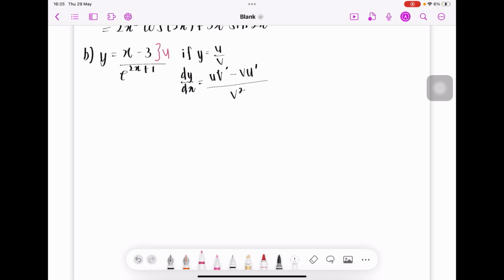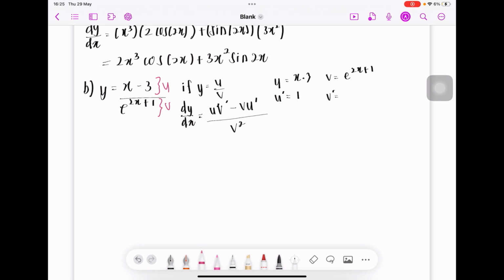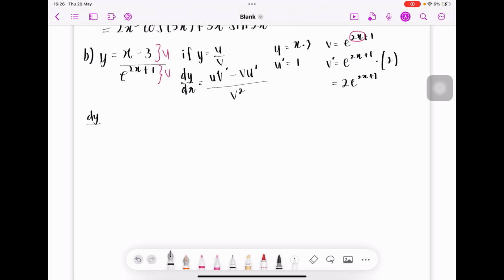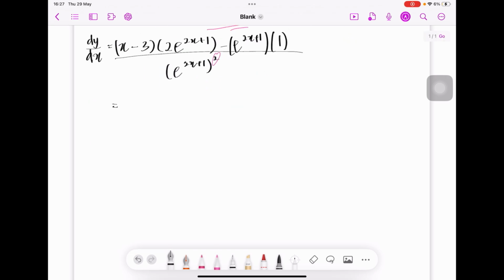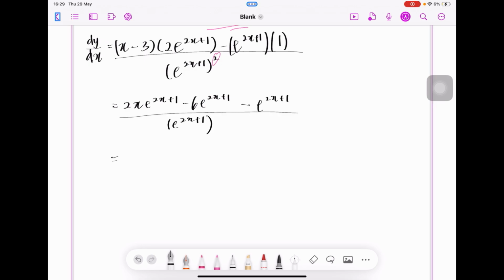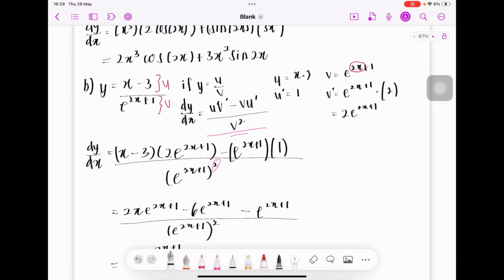For this question, the upper one is u and the lower one is v. u equals x minus 3 and u prime equals 1. v is exponent 2x plus 1. v prime is done again with the chain rule applied. We get 2 exponent 2x plus 1. The next step, substituting into the quotient rule. And that's the answer.